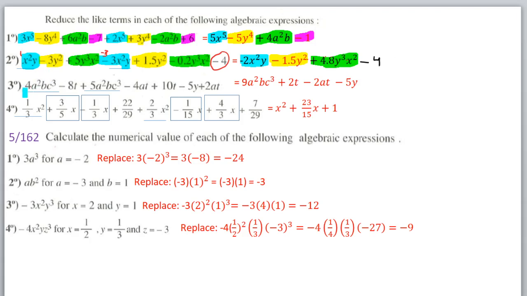The next one here we have 4a squared bc cubed. Is there any other one with a squared bc cubed? This one. Anything else? No. So it's 9a squared bc cubed. Okay? Yeah, the next. Minus 8t. Here 4at. Here 10t. So minus 8 plus 10 is 2t. Very good. Go to the next. What do we have else? Minus 4at plus 2at. So it is negative 2at. And minus 5y, we copy it here at the end. Okay? Yeah, the next one.